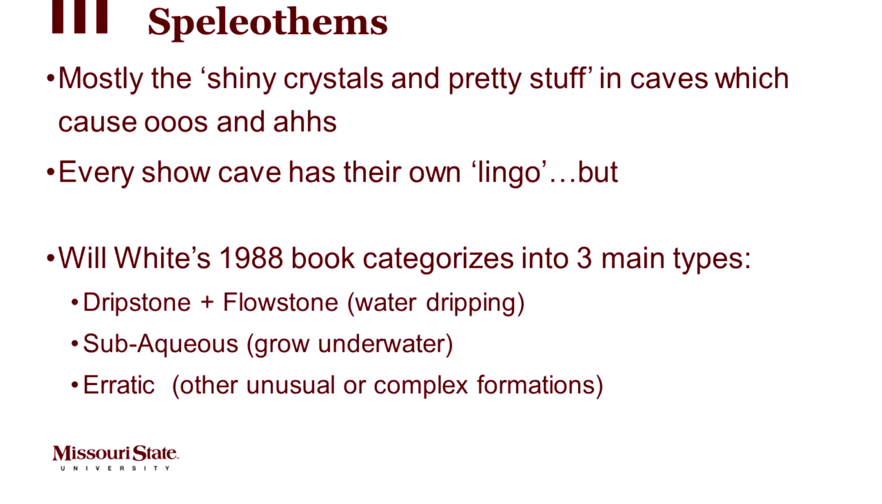So the three categories that Will had were dripstone and flowstone, putting those together, things where water is dripping or flowing. Subaqueous, things that are growing underneath water that's either flowing or in pools. And then he gave a third one that was called erratic, oddities, things that were either very complex or just unusual and didn't really fit those two other categories. So let's look at these together in a little more detail.